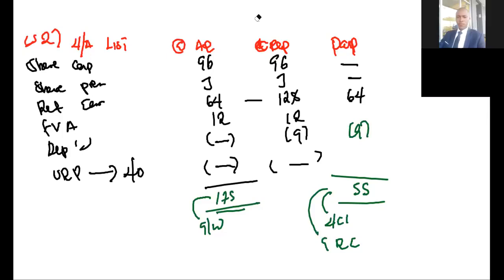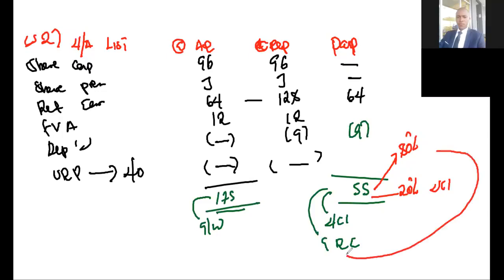As a parent, we only control 80%. So 80% of 55 belongs to us, the parent. Then 20% of this 55 belongs to the NCI, what we don't control. Have you seen? Yes. So that means in our group retained earnings, we are simply going to add 80%, our share of the post-acquisition profit. Then the NCI 20% is going to be shown that it is not ours. It does not belong to us. So there we go.